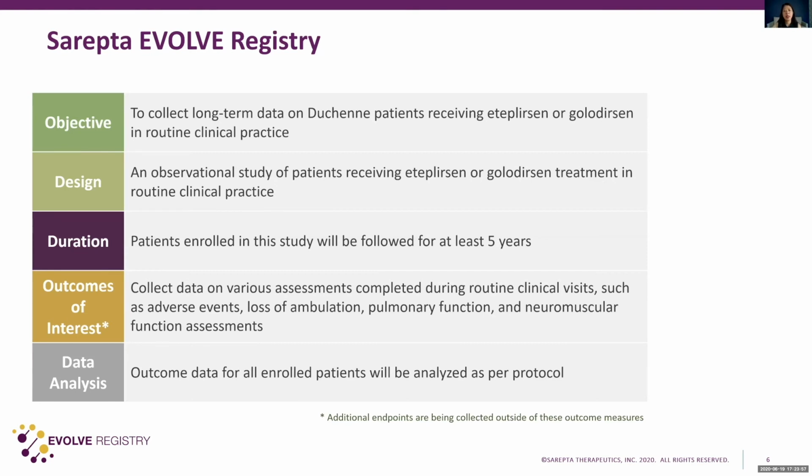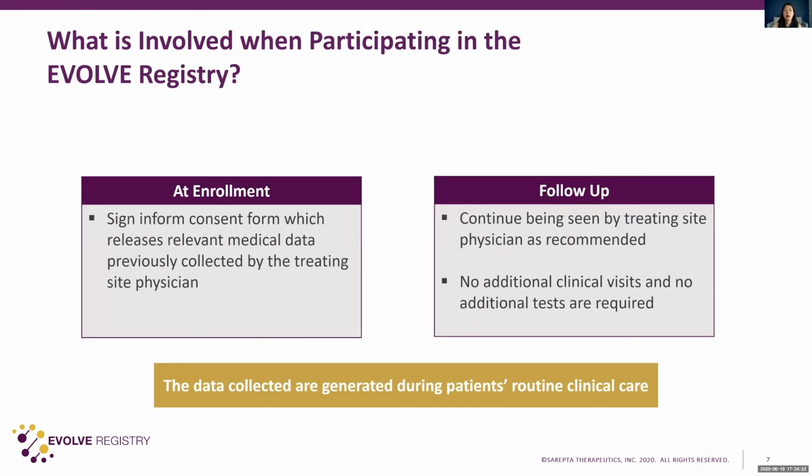Additionally, the EVOLVE Registry collects data on various assessments made by the patient's physicians, such as adverse events, loss of ambulation, pulmonary function, and neuromuscular function. Once we are able to gather these data from enrolled patients, it will then be analyzed periodically over the 5 years and also at the end of the study. As I mentioned before, the EVOLVE Registry was designed as an observational study, which means that the data collected are generated during the patient's routine clinical care. The data collected will not interfere or add to the existing care of the patient.